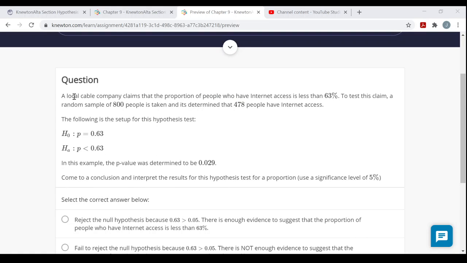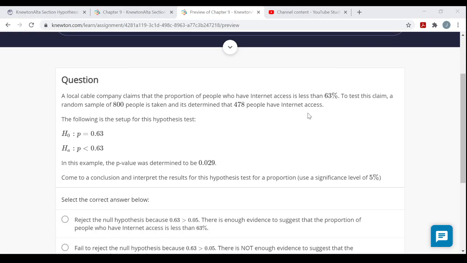Alright, so here, a local cable company claims that the proportion of people who have internet access is less than 63%. So you see that that'd be like p, proportion, right? p is less than 0.63, and that doesn't involve equality, so it's the alternative hypothesis here. Then the null hypothesis would be that p is greater than or equal to 0.63, but we're only assuming the equal part. All right, so we're going to be assuming that p equals 63%, that this proportion of people who have internet access is equal to 63%.